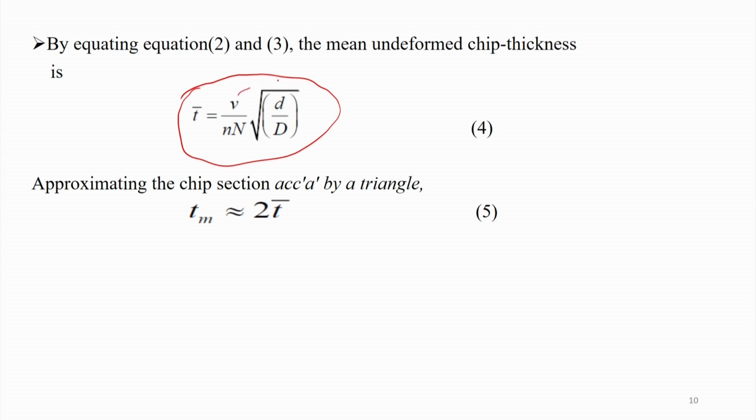This is table velocity, that means table feed, and this is N, which means this is RPM of the cutter or revolution per minute. You have to use consistent units of course. If it is in millimeter per minute, then you can use RPM, otherwise RPS can be used.